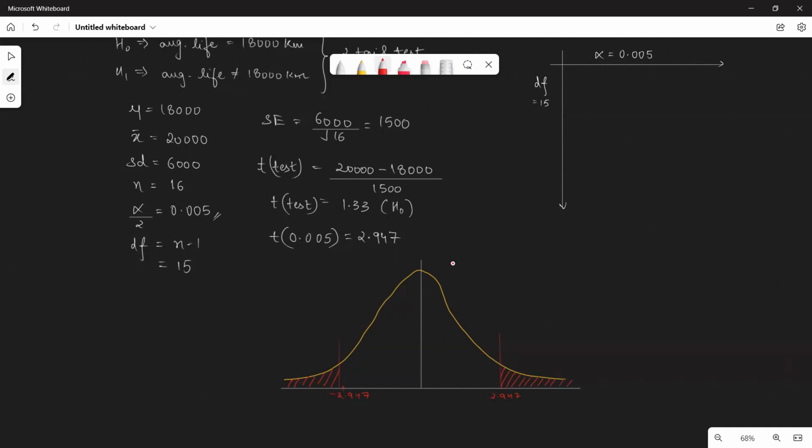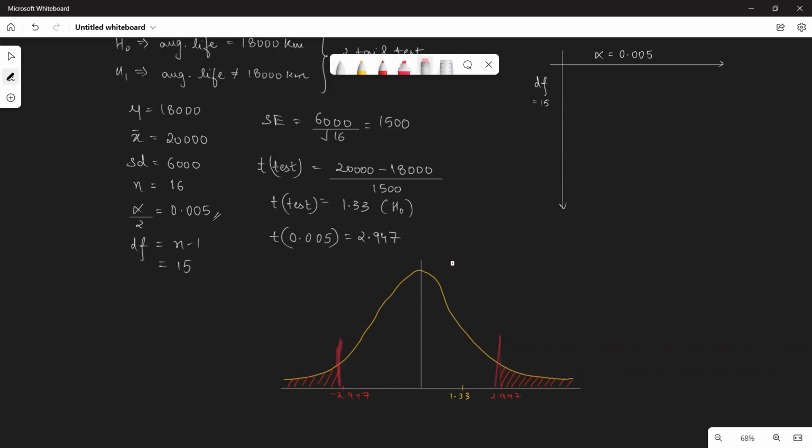And for us, what is the value of the test statistic? 1.33. So it will be somewhere here, 1.33. That means it is safe. It is not falling in the rejection region, because rejection region starts from here. This is your rejection region. So we are not falling into the rejection region either on the left side or on the right side.